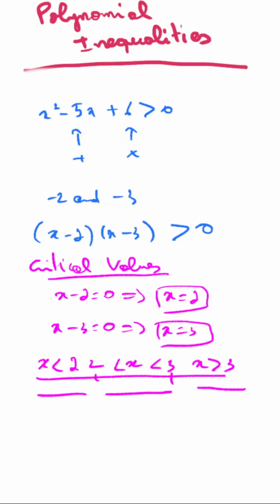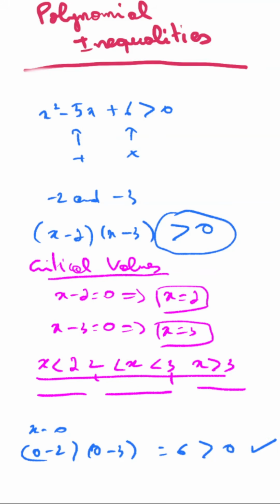Okay, so how can we test this? We take each part of the interval and we try it. So let's say we have x less than 2. We take x equal to 0 and we test it out. So (0 minus 2) times (0 minus 3) will give me minus 2 times minus 3. It will give me 6. 6 is positive, then it is true, because we have here that it should be positive.